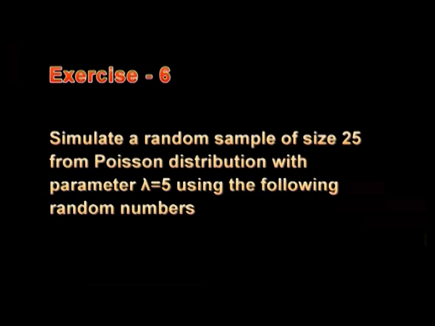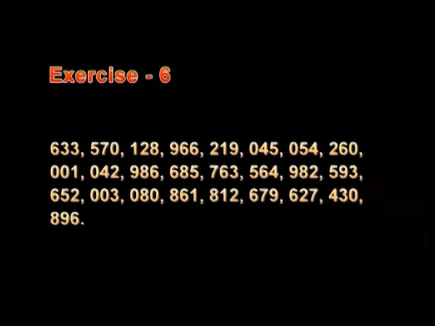Simulate a random sample of size 25 from Poisson distribution with parameter lambda is equal to 5 using the following random numbers: 633, 570, 128, 966, 219, 045, 054, 260, 001, 042, 986, 685, 763, 564, 982, 593, 652, 003, 080, 861, 812, 679, 627, 430, 896.